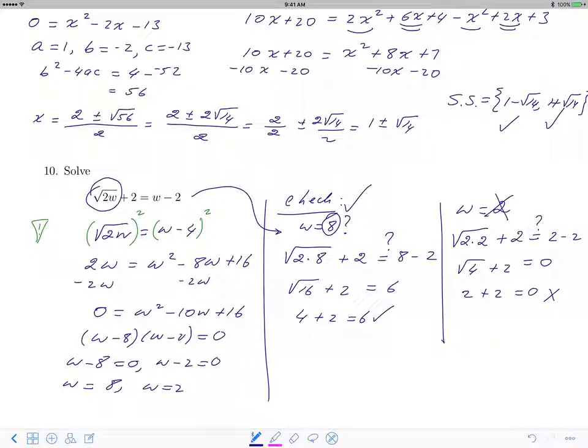So 2 does not work. The only correct solution is 8. So that's the only number that's going to live in our solution set.